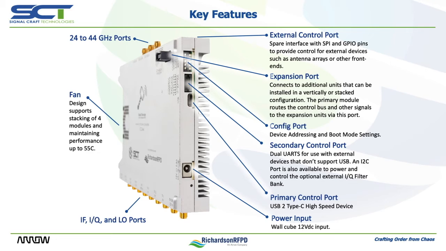A third control port is also available. This port exposes power, SPI, and GPIO to provide users with a convenient method of interfacing to external front-end modules, such as integrated antenna arrays and switched filter banks. The low-frequency RF ports, shown on the bottom of this image, include the IF, INQ, external LO, and external frequency reference ports on SMA connectors.